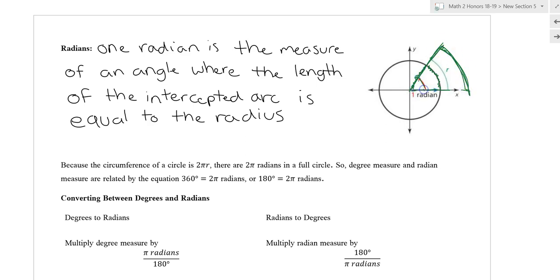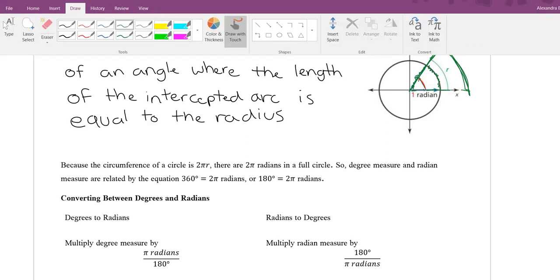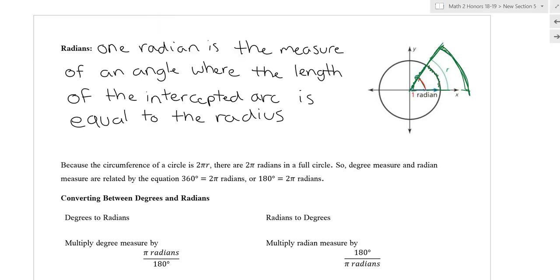Okay? This angle didn't change size, so it's kind of in a proportion there. Now, because the circumference of a circle is 2 pi r, there are 2 pi radians in a full circle. So degree measure and radian are related by the equation, right? 360 degrees equals 2 pi, right? One full circle, another full circle.